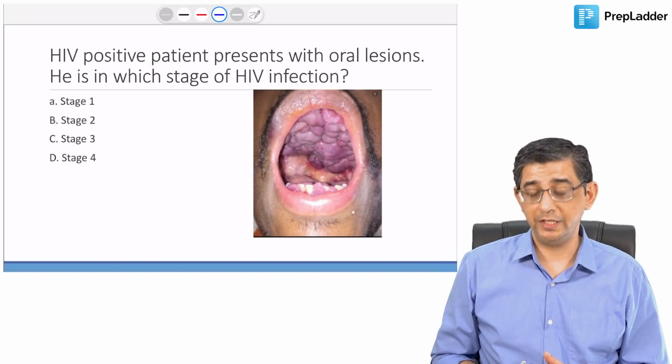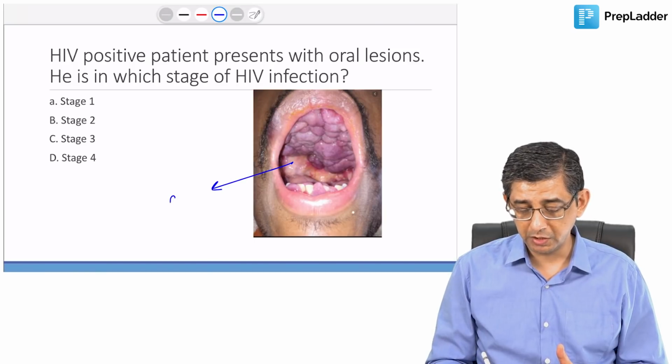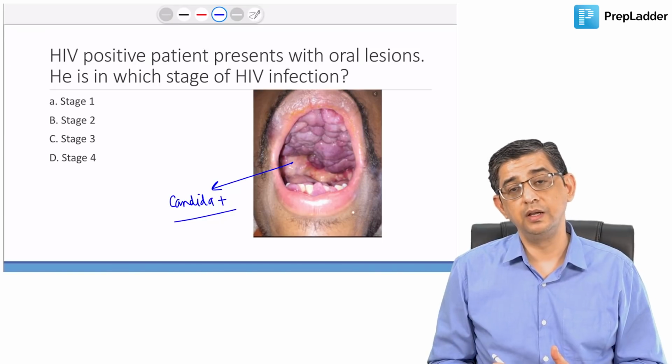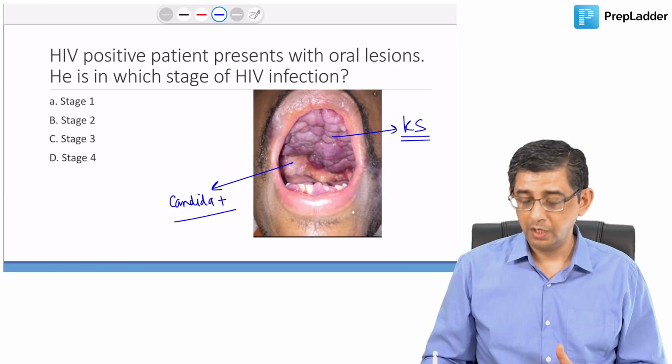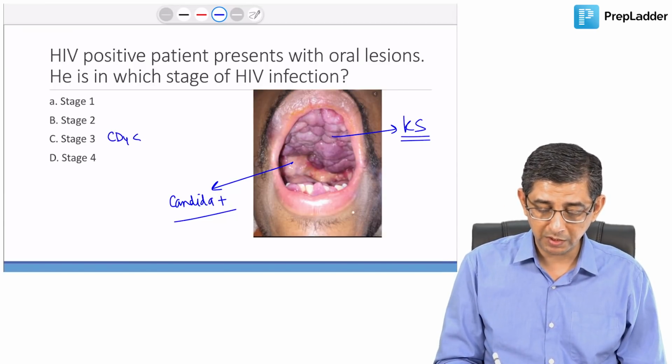Coming to the last one, an HIV positive patient is presented with these lesions. Some people even said that white lesions were present in the mouth of this guy. That is obviously natural because candida will occur. In this particular patient, he's having features of Kaposi sarcoma. We get Kaposi sarcoma when the CD4 count of the person tends to become less than 200.